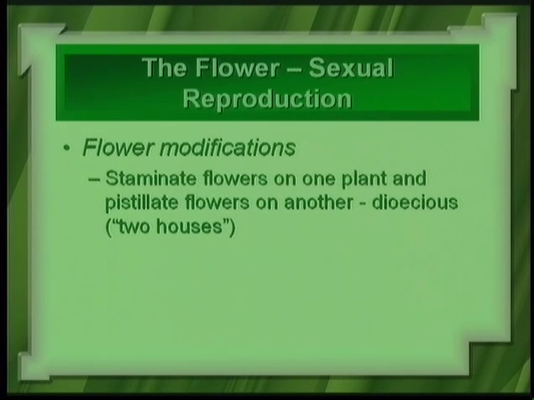You can have staminate flowers, or male flowers, on one plant, and pistillate flowers, or female flowers, on another plant. That's called dioecious. That means you have male plants and female plants: males on one plant, females on other plants, males in one house, females in the other house. You can think of it as two houses. Di means two, and ecious refers to house, so two houses.